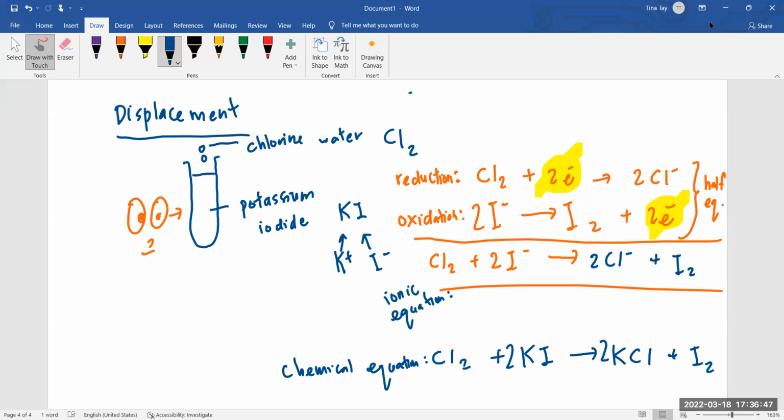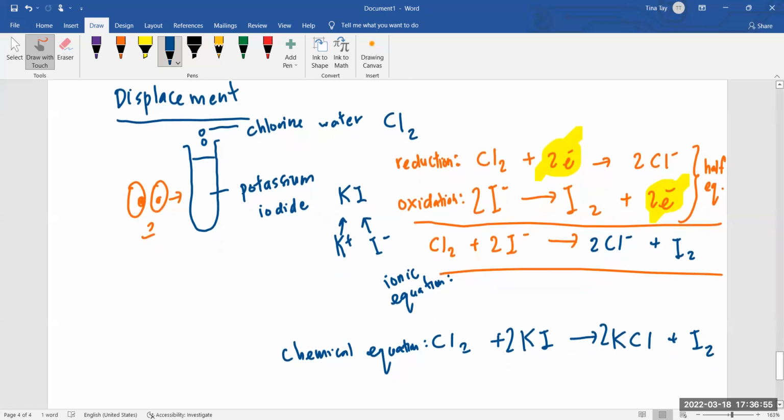What do you think is the color change? Potassium iodide is a colorless solution. When you add the chlorine, it changes from potassium iodide to iodine. So what is the color change? From colorless to what? What's the color of iodine solution? I just told you just now. Brown. Okay. So what you see is colorless solution turns brown.